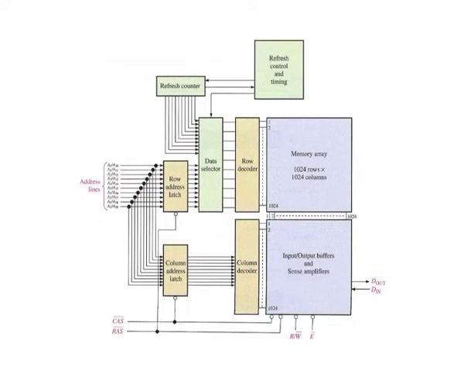DRAMs use a technique called address multiplexing to reduce the number of address lines. The figure shows the block diagram of a 1M bit DRAM with a 1M by 1 organization. We will focus on the blue blocks to illustrate address multiplexing. The green blocks represent the refresh logic.